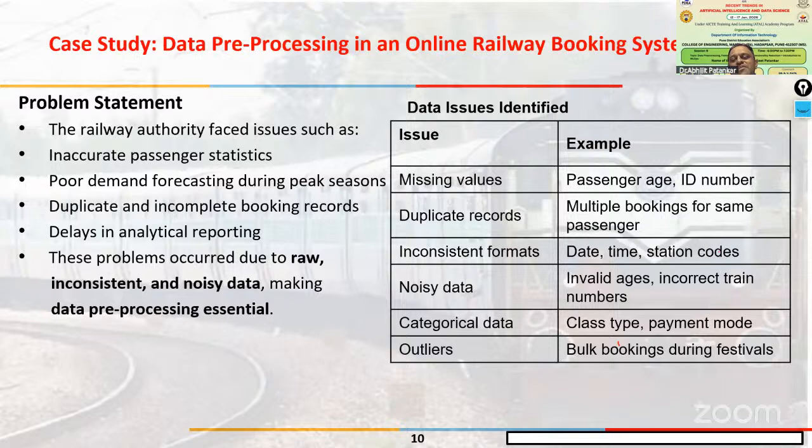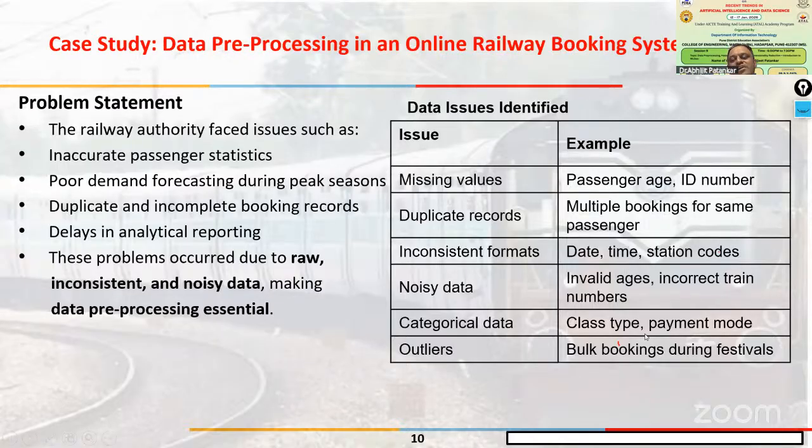Inconsistent format. Someone is entering date and time in a different format. Someone is entering the station code, someone is not entering it. Noisy data, that is invalid ages. Someone is writing 105, 120, some random values. Incorrect train numbers, like 1020 instead of, say, 1010, like that. Some noisy data they enter.